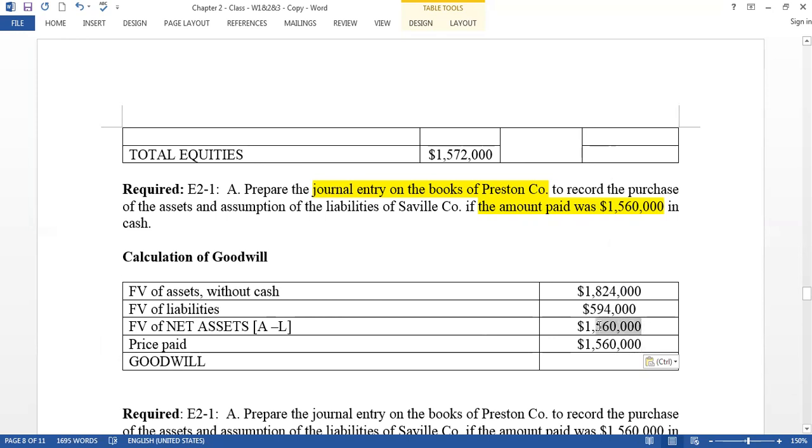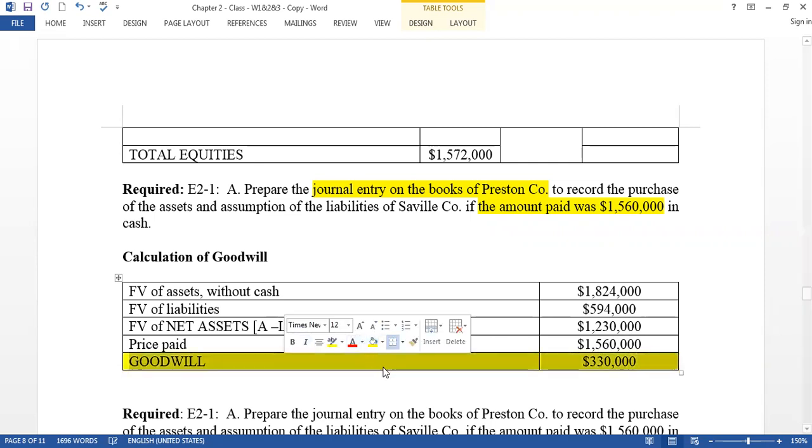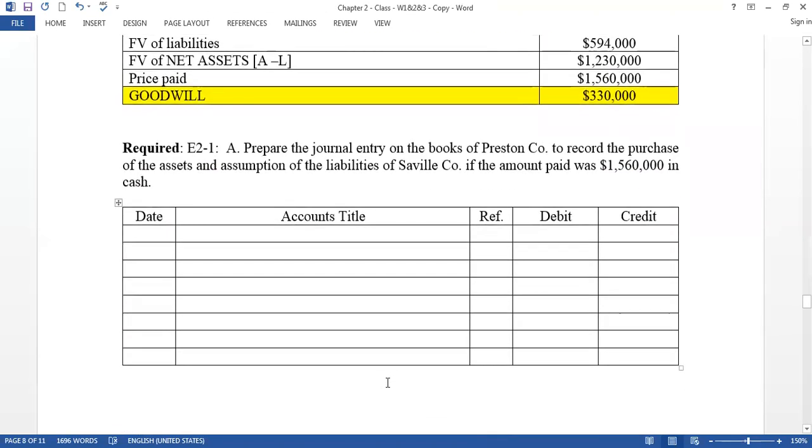No, net asset is not this one. Net asset is $1,230,000, right? So this is the net assets, and we paid more. The remaining is the goodwill. So this is the goodwill. And the question asks you to record these journal entries.